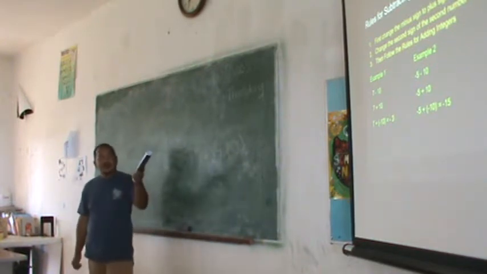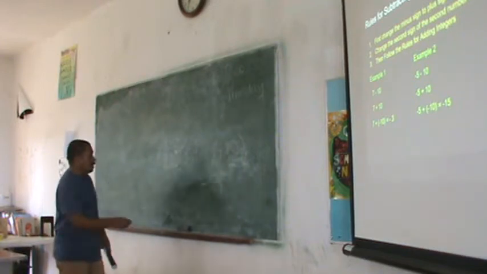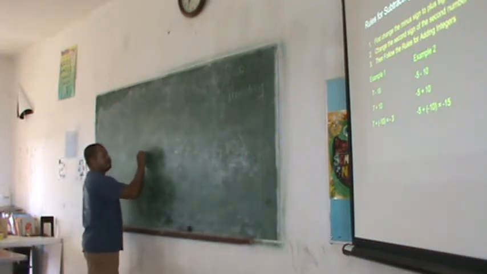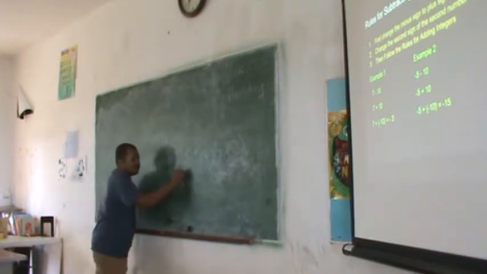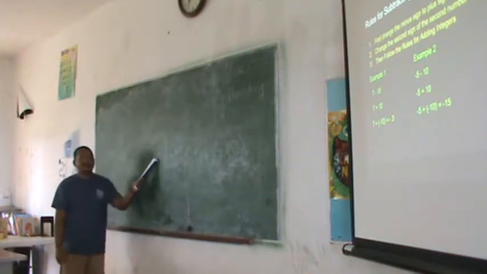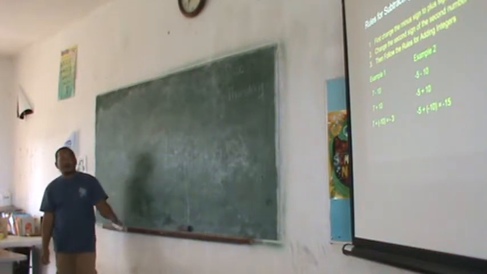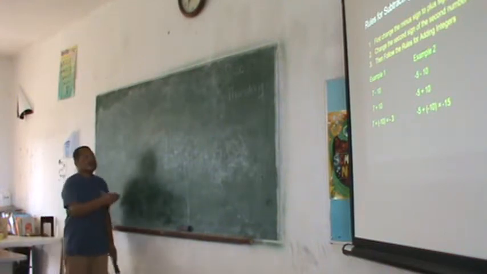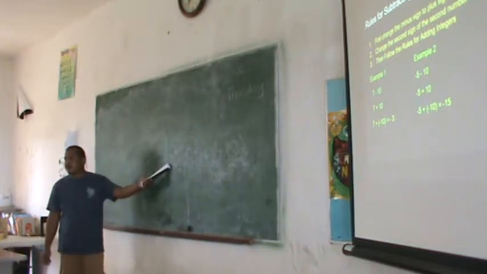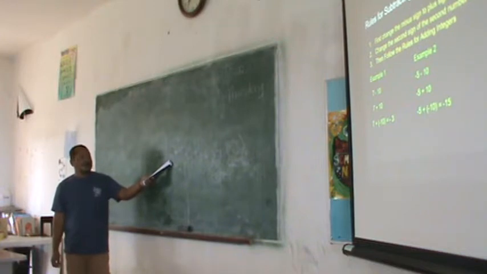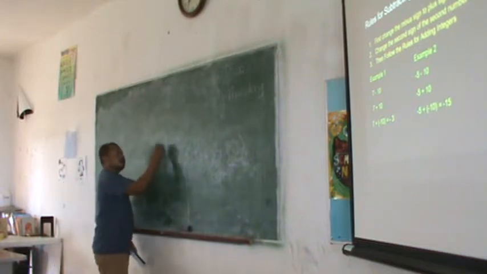Okay? So look at example number 2. Negative 5 minus 10. What's the first thing you're going to do when you see a minus sign when dealing with integers? Change it to a plus sign. And then what are you going to do to the second number? Change the sign of the second number to its opposite. So what's the opposite of positive 10? Negative 10.